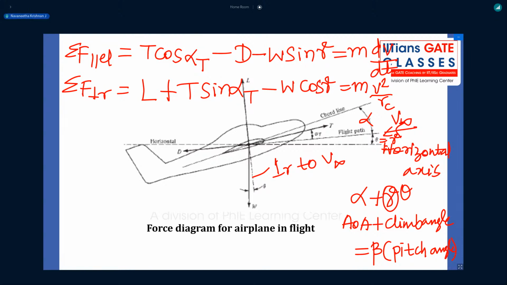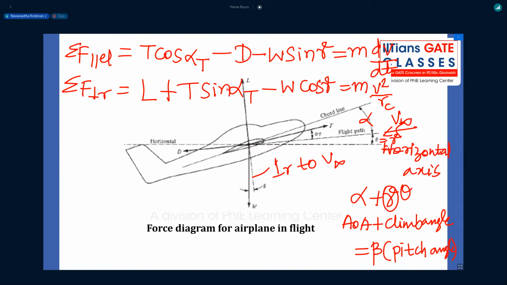These are the force equilibrium equations based on this diagram. Any doubt on these equations? If you have any doubt, let me know, because based on these equations only we are going to get into climb performance. Sir, repeat once more.